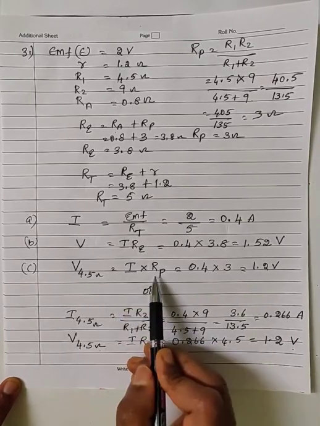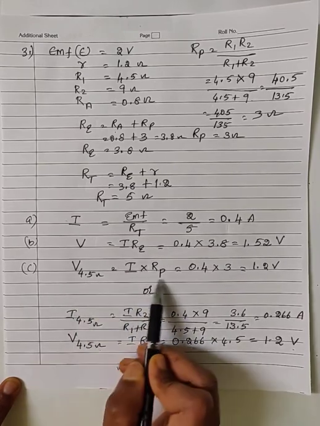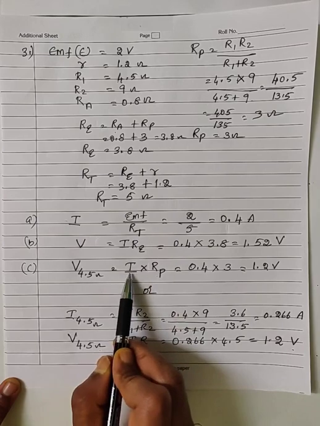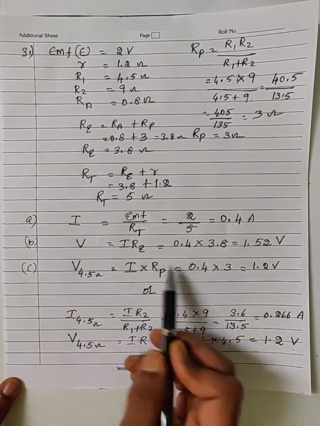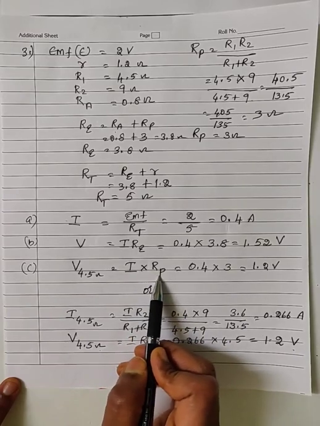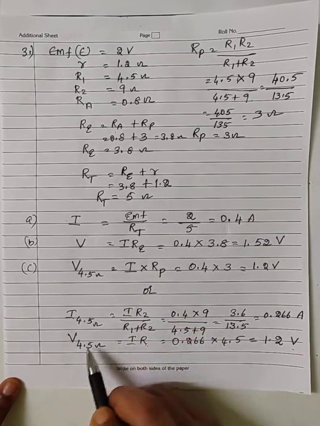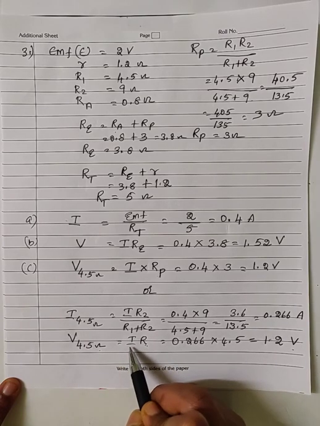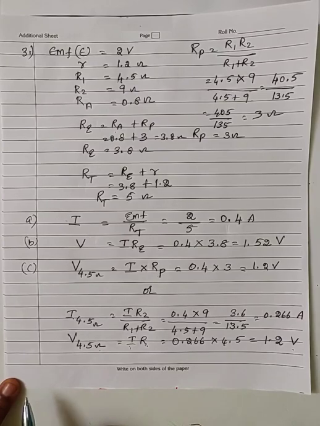So you can determine it by this method or that method, but when you substitute you have to be very careful in the expression. If you take the current drawn from the cell, the entire current will flow through the parallel combination, so you have to substitute the value of Rp. If you are substituting R as the 4.5 ohm, then in the place of I you have to substitute the current flowing through the 4.5 ohm resistor.